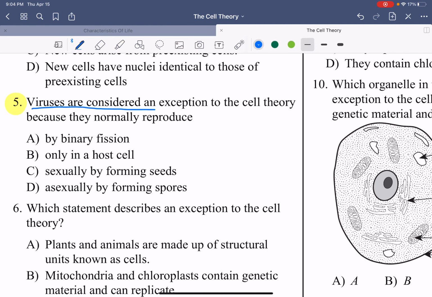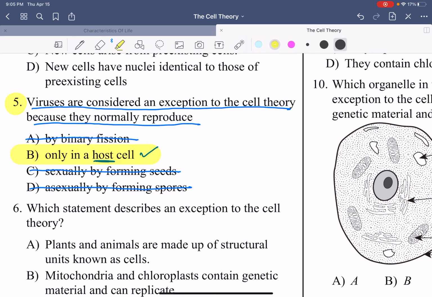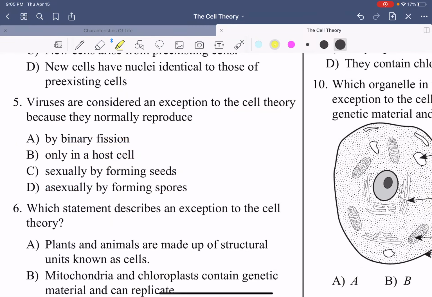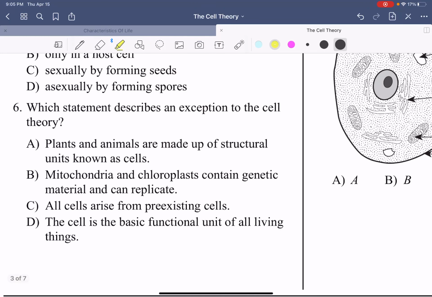Viruses are considered an exception to the cell theory because they normally reproduce by binary fission. No. Only in host cells. Yes. Host is the key word. Sexually by forming seeds. Absolutely not. Asexual by forming spores. No. We know that viruses can only reproduce when they're in a host cell. That was easy. Okay, let's move on to number 6.